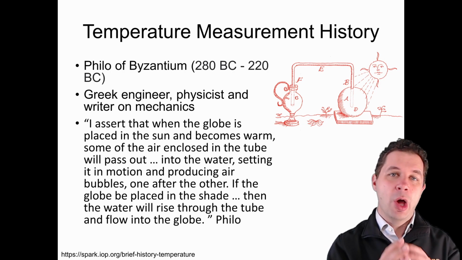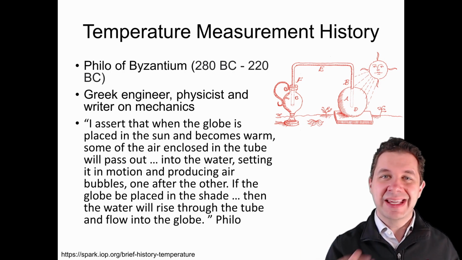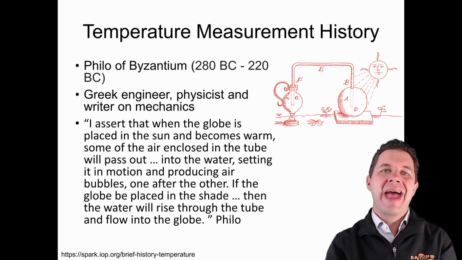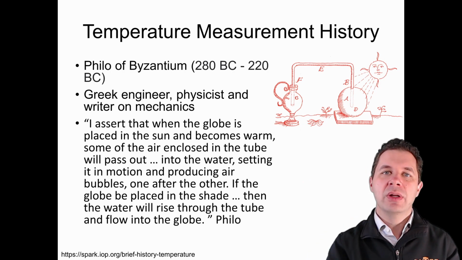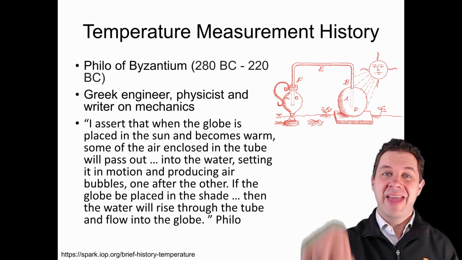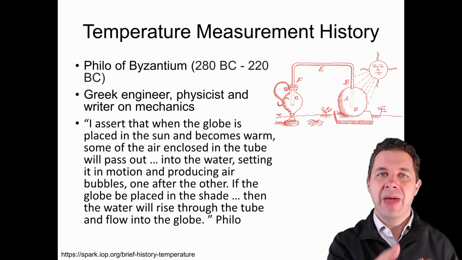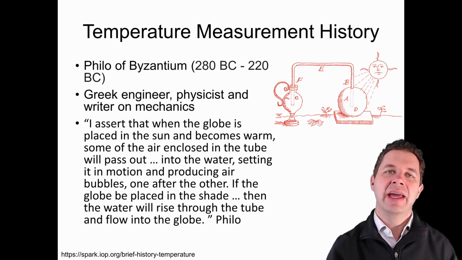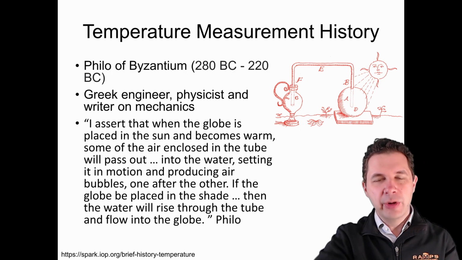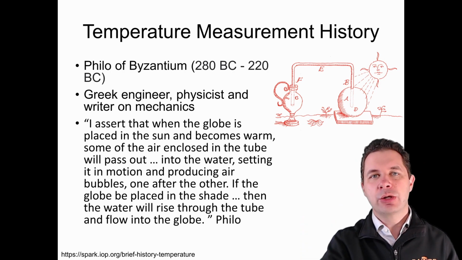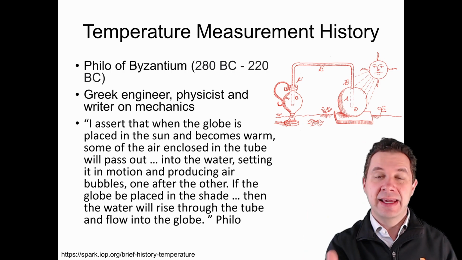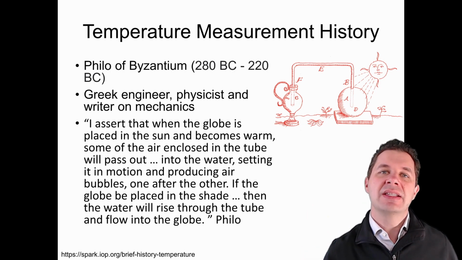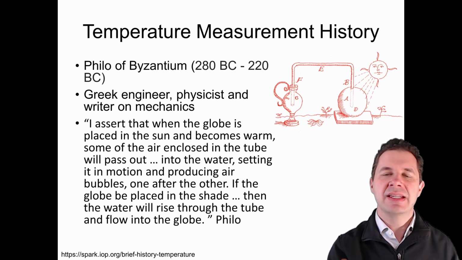He's not doing it on a particular range. There's no scale on this, but he had a ball that had a tube attached to it, and that tube went into a liquid. If it was left in the sun, he noted that he'd have air going out of that tube and making bubbles in the water. And then if it was cooled down and put in the shade, he noted that he would actually draw water in through that tube and into the bowl. And so with this, there was a very rudimentary system of measuring or sensing temperature.